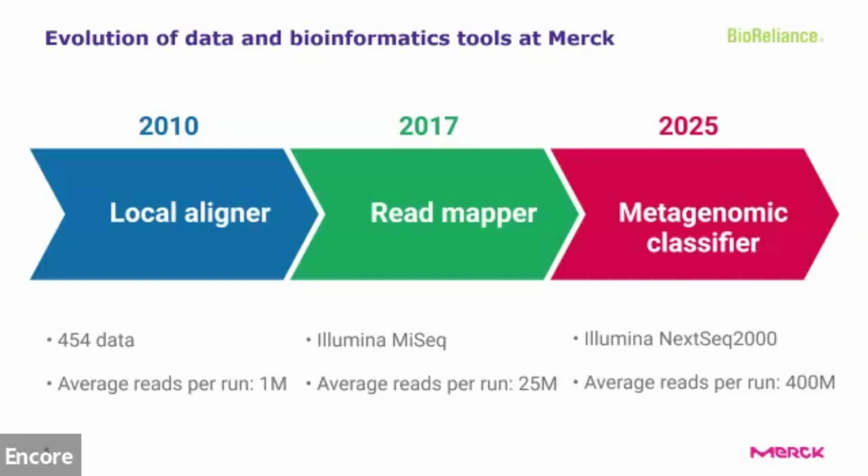Now we are using NextSeq 2000. We're talking about 400 million reads. We're also thinking about acquiring a NovaSeq. So then we talk about billions of reads. So we just have to update our algorithms from time to time rather than acquiring more RAM, more CPU. You have to change your algorithm from time to time as well. So that's what we're using right now, a metagenomic classifier.